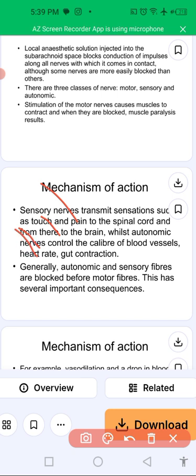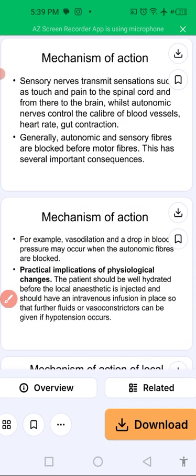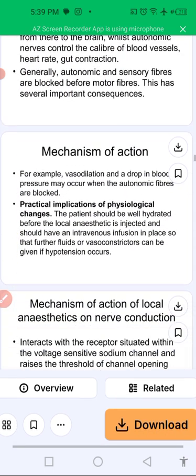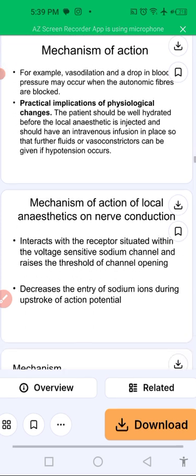autonomic nervous control, which is the heart rate and gut contractility, is also sometimes affected if there is a higher spinal. And then autonomic and sensory fibers are blocked, motor fibers are blocked. Motor blockage also causes sympathetic block, which can cause bradycardia as well. So in this way this agent works.